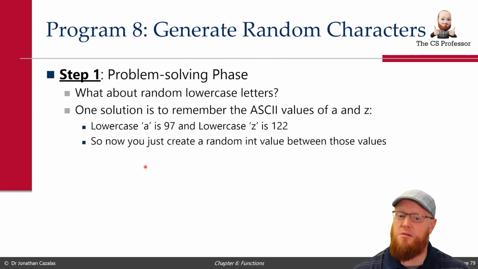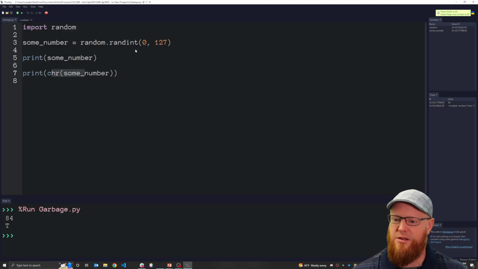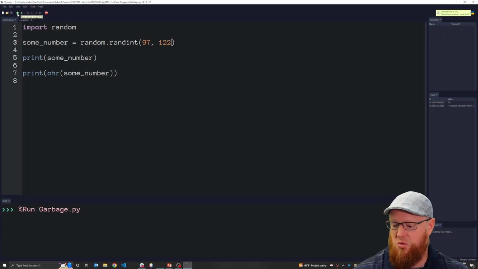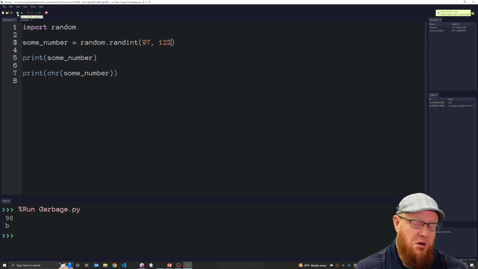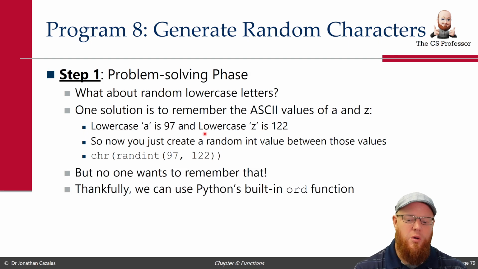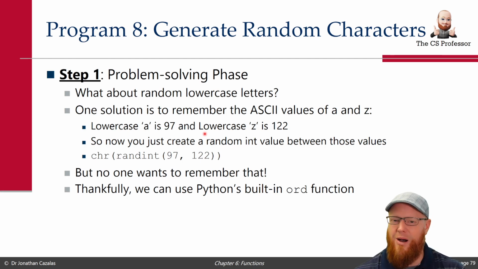But if you did, you could come back to the code and you can say, you know what? Let's create a random number between 97 and 122. So we're always going to be generating a lowercase letter. That's interesting. Okay. Kind of cool. Maybe. I don't know. What else? So that would work, but no one wants to remember that. So we could use Python's built-in ord function, another function that we likely forgot about because we haven't used it.